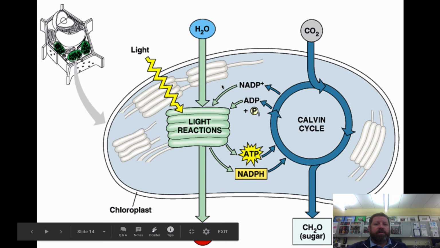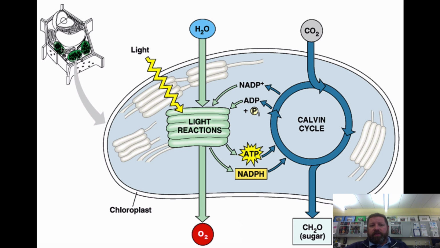Big picture, what's going on here: in a plant cell, we have multiple chloroplasts. Chloroplasts tend to be in greater number on the surface of the plant leaves as opposed to deep inside, which we'll talk about when we cover the anatomy there. Sunlight, or light of some color, is going to drive these reactions.